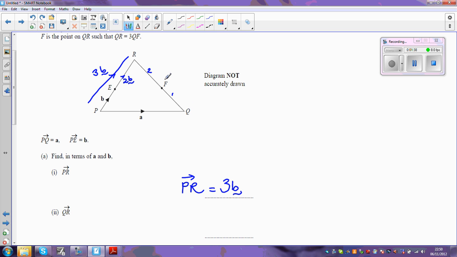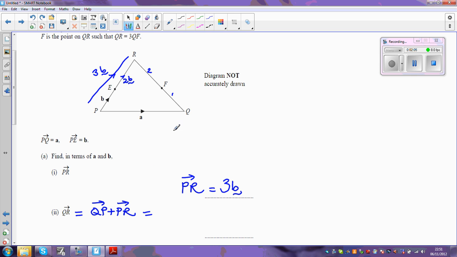Okay, let's have a look at QR then. Now, what we have to realise is to get from Q to R, we don't know what the vector is that takes us from there to there, but we can go the long way round. In other words, I'm going to go from Q to P, and then I'm going to go from P to R. And remember, when we add vectors, when we write QP plus PR, what we actually mean there is the vector QP followed by the vector PR.